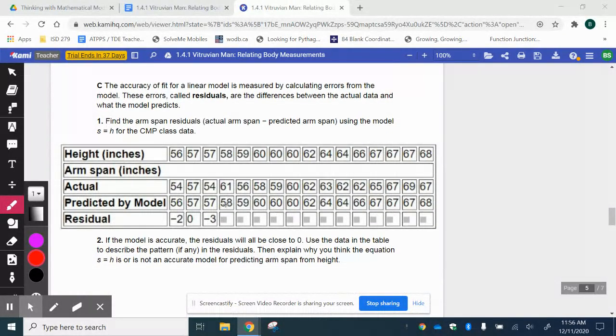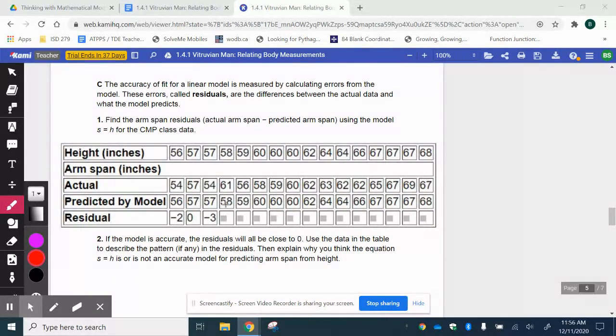And then part C, the accuracy of fit for a linear model is measured by calculating errors from the model. These errors, called residuals, are the differences between the actual data and what the model predicts. Find the arm span residuals, the actual arm span minus the predicted arm span, using the model S equals H for the CMP class data. So here they put in the data from up above in that table. They have 56 and 54.